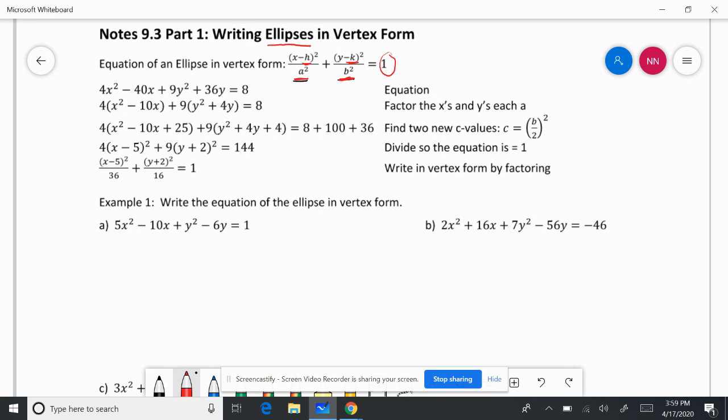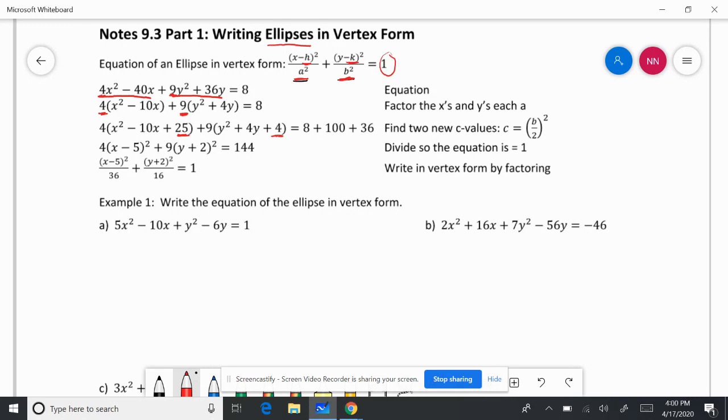So we're given our equation in standard form. First thing we want to do is factor out the a. In this case, the a is 4, so we factor out a 4. In this case, the a value is 9, so we factor out a 9. Then we use completing the square to find our new c value. We take the negative 10, divide it by 2 and square it. That gives us the 25. We take the 4, divide it by 2 and square it. That gives us the 4.